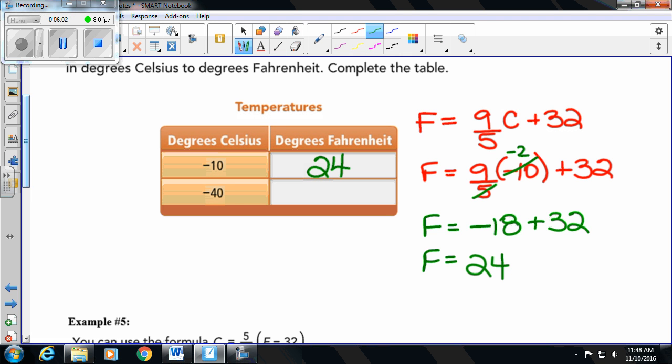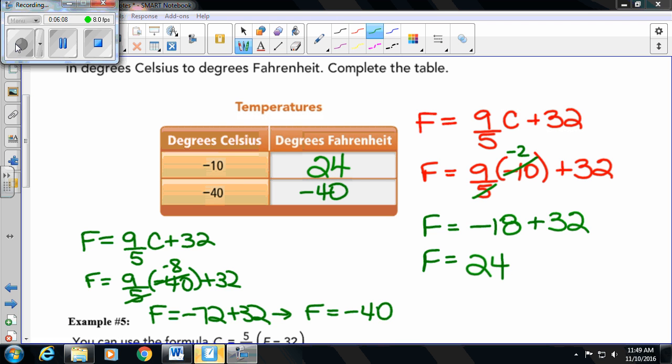On your own, please do the conversion from degrees Celsius to Fahrenheit of -40. I got -40 when I did that. I put in -40 for C. 5 went into -40, -8 times. 9 times -8 gave me my -72. And I had to add 32. My signs are different, so I'm going to subtract and take the sign of the larger. It gives me -40.